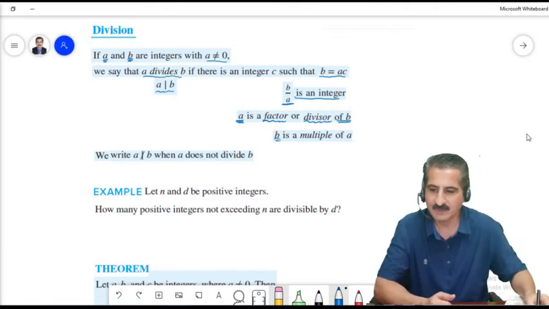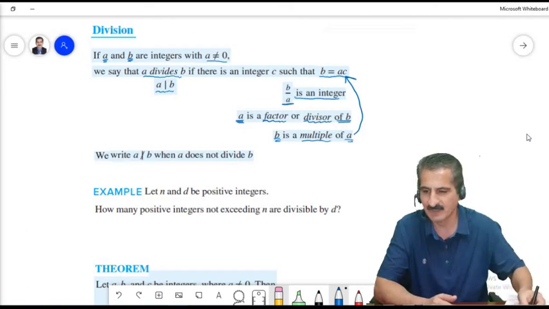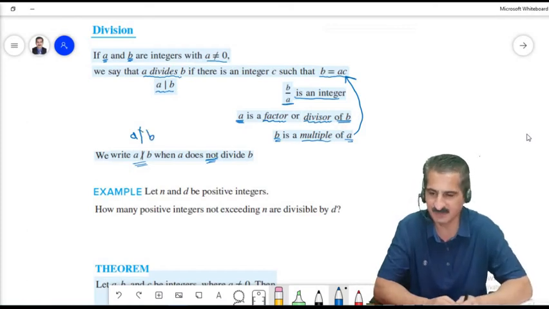And we call b a multiple of a. As we see here, multiplying a with some c, we get b. So b is a multiplied with some integer, so it is called a multiple of a. And whenever a does not divide b, we will write it this way. To make it more clear, this is a does not divide b. We write it this way.